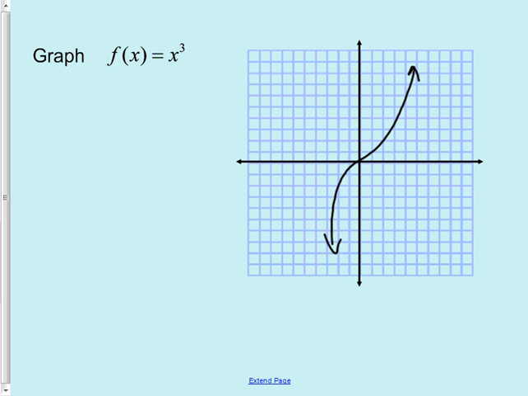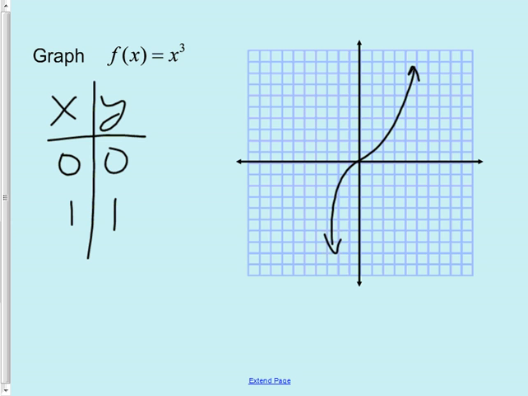Basically, it goes through some points. X, y. If I stick in 0, 0 cubed is 0. If I stick in 1, 1 cubed is 1, so it goes through 1, 1, see? And if I stick in negative 1, this one's where it gets a little more weird. Negative 1 cubed is negative 1 times negative 1 times negative 1, which makes what? Negative 1. So it goes through negative 1 right there.